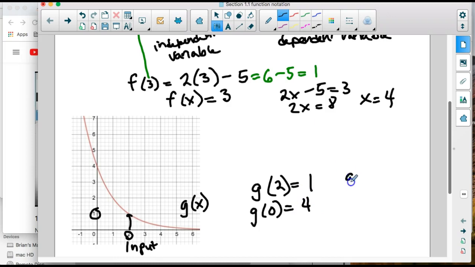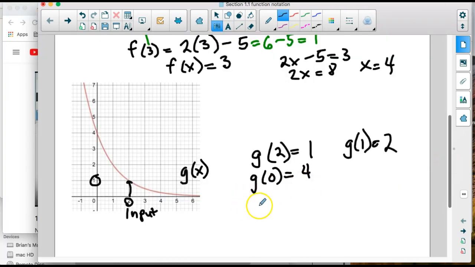Alright, what's g of 1? g of 1 is 2. Now, if we want to go the reverse of that, we would put in an output value and ask what the input is. You could write g of x equals 4. That means x has to be 0 because we knew that from up above. If we said it equals 4, then we're looking at the y value and then looking down or up to the x value.